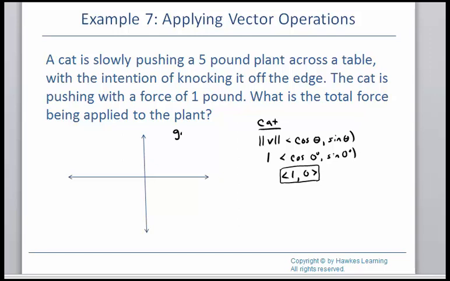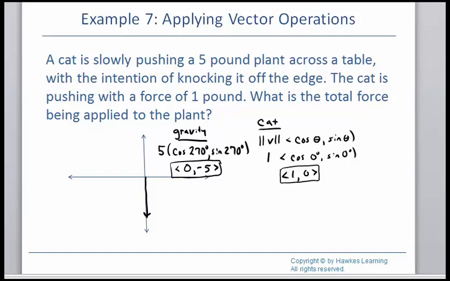Okay, and now there's another force that is also acting on that plant, and that is the force of gravity. The force of gravity is pushing down on the plant, and so it will produce a vector that looks like that. Now, the magnitude of that vector is equivalent to the weight of the plant, so 5 pounds. And what's our angle? Well, our angle goes from here all the way around to that line, so that's going to be 270 degrees. So I'm going to go to my calculator, and 5 times cosine 270 is going to give me 0. 5 times sine 270 is going to give me -5. And so now I have a component form for the vector associated with the gravitational force.